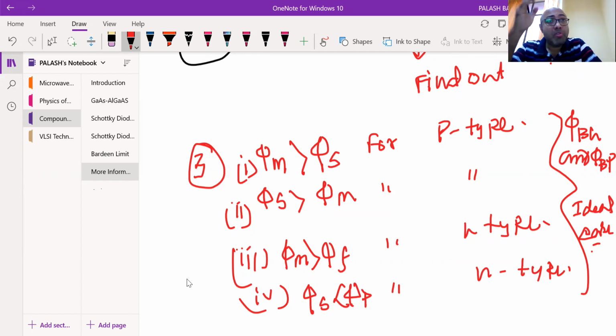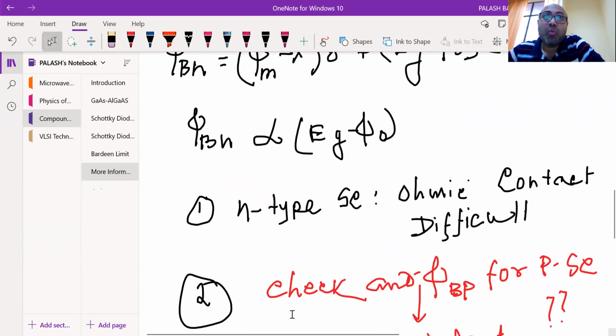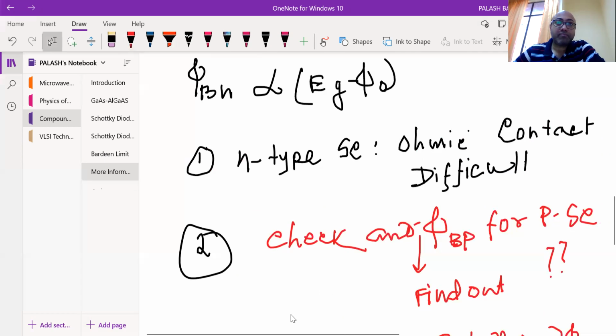Because the non-ideal case for compound semiconductors is very easy. Why? Because we are not dealing with any p-type semiconductor for compound semiconductors. Again, I'm telling, we are not dealing with any p-type semiconductor for compound semiconductors. So we all are dealing with n-type semiconductor for compound semiconductors, so one already we have got: for n-type semiconductor, ohmic contact is very difficult. Means for n-type semiconductor, we are always getting a high contact resistance, right?